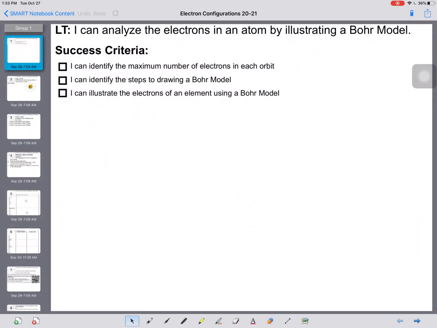Okay, so for today's lesson, we are going to be analyzing the electrons in an atom by illustrating a Bohr model. So we're going to do three things. We're going to identify the maximum number of electrons in each orbit. We're going to be identifying the steps to drawing a Bohr model, and then we're going to be illustrating electrons in an atom using a Bohr model.